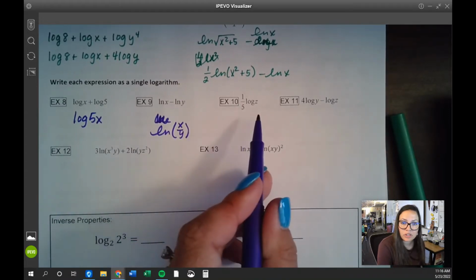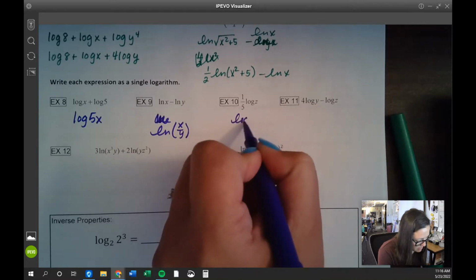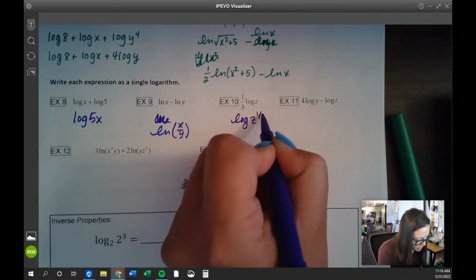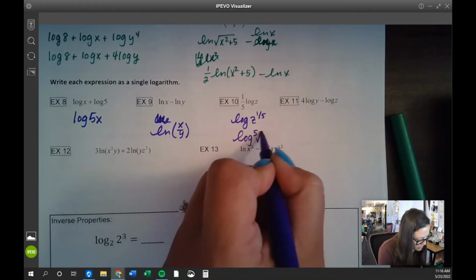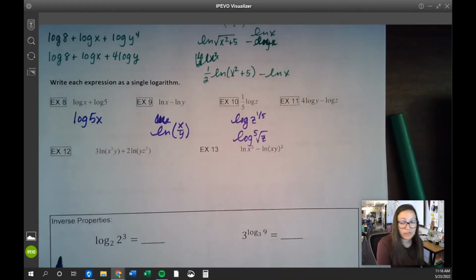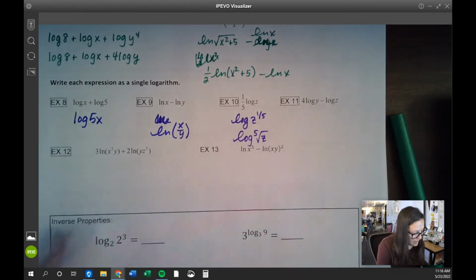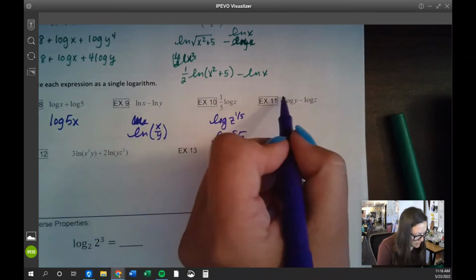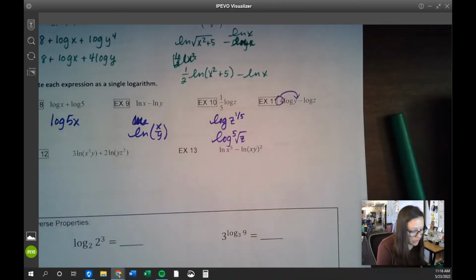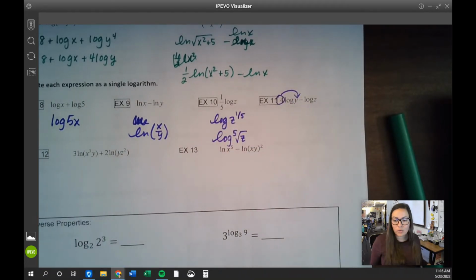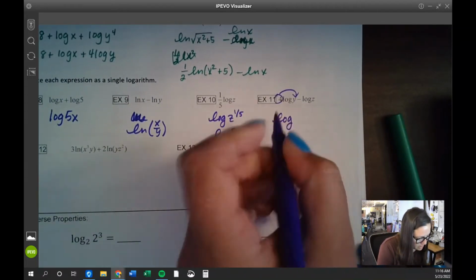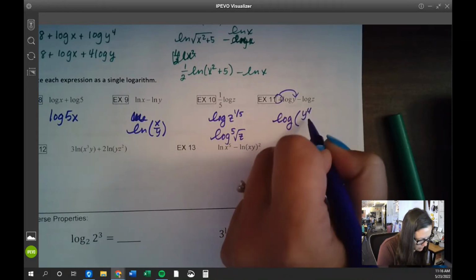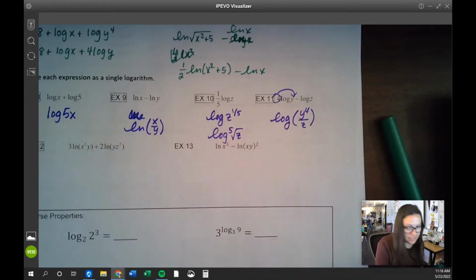Okay, 1/5 log z is the same as if I have z to the 1/5, or I could write it as the 5th root of z. Either way is fine. Okay, example 11, I can do a couple things. That 4 can go in the log and become log of y to the 4th, but I'm also subtracting log z, so this is going to become the log of y to the 4th divided by z.